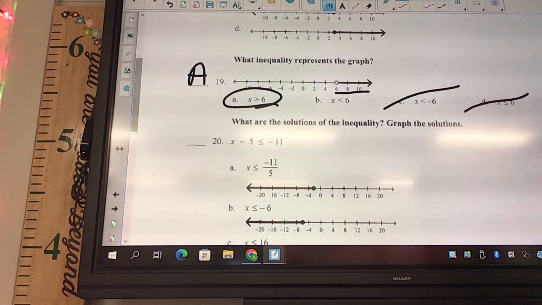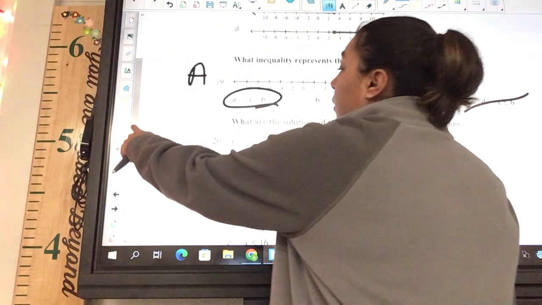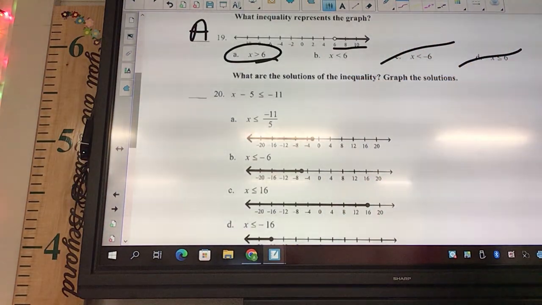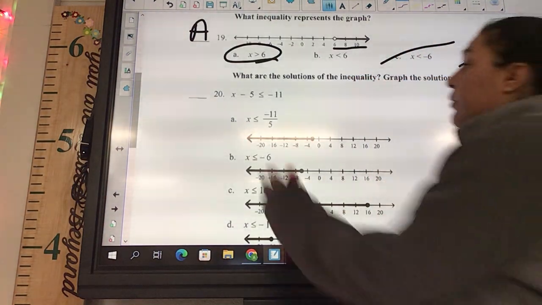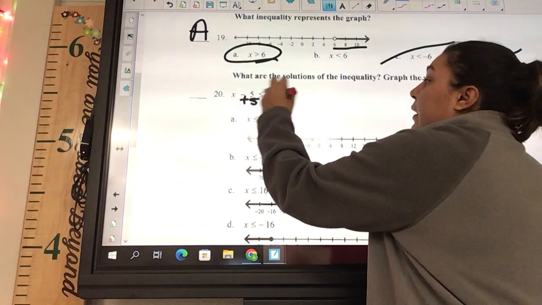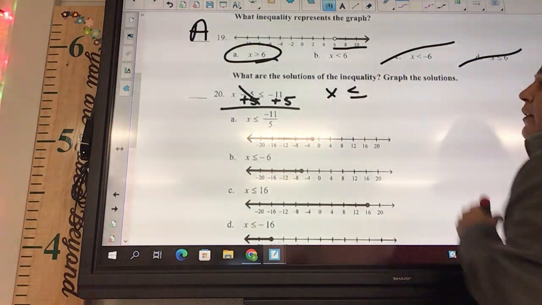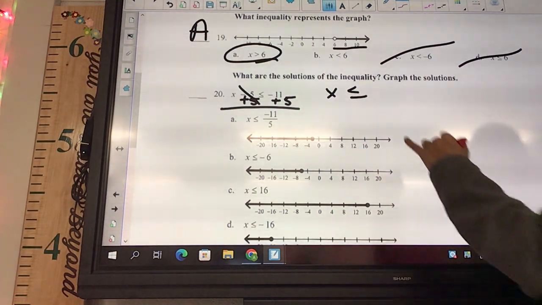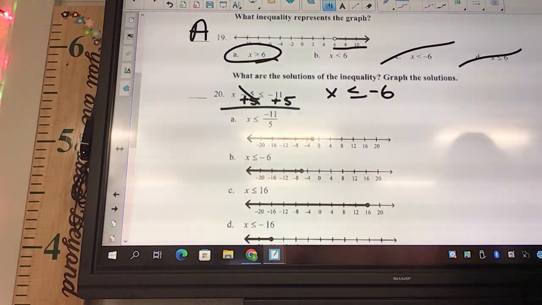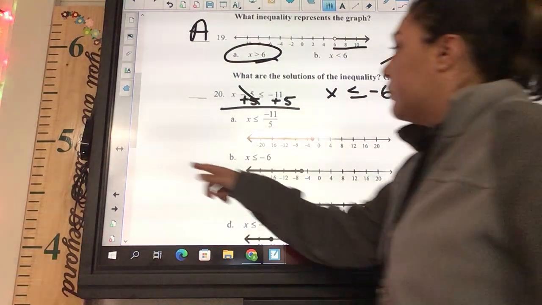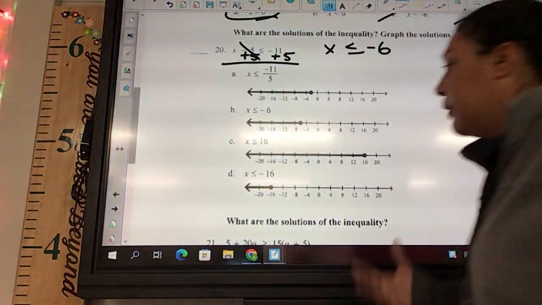Okay, what are solutions to the inequality? Okay, so what needs done to solve that? Add 5. Negative 11 plus 5. Negative 6. Okay, should that be open or closed? Closed. Can we eliminate anything?